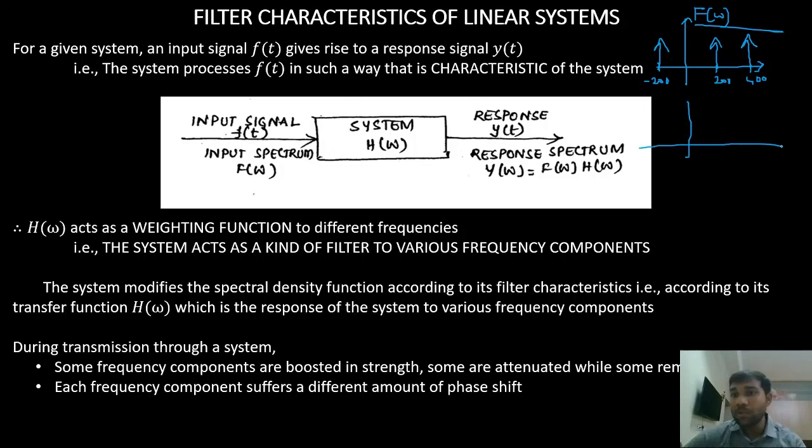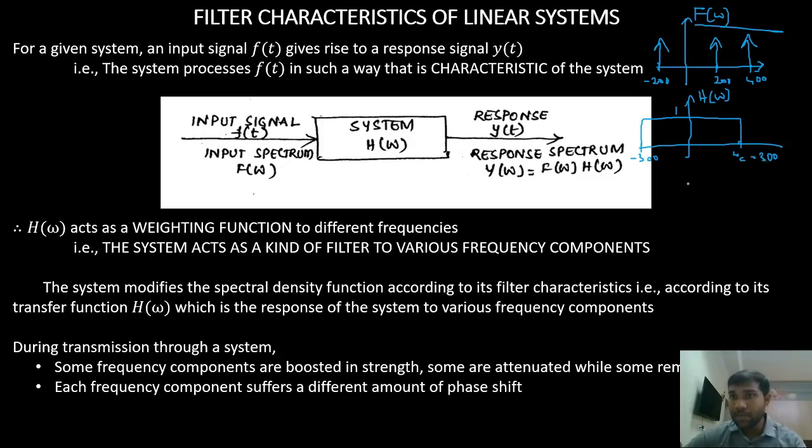Now I'll consider a low pass filter that has cutoff frequency at 300 hertz or 300 radians per second, whichever it is. So what does this mean? From minus 300 to 300, this is my h of omega. It is a constant function in this range. Outside this range, it is 0.